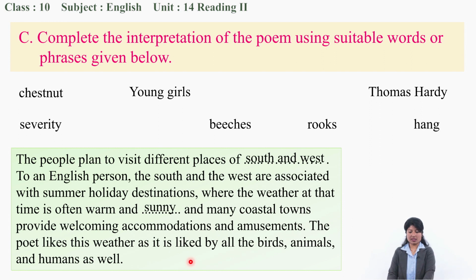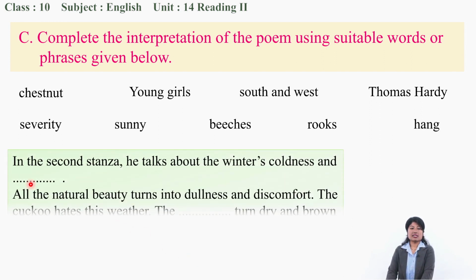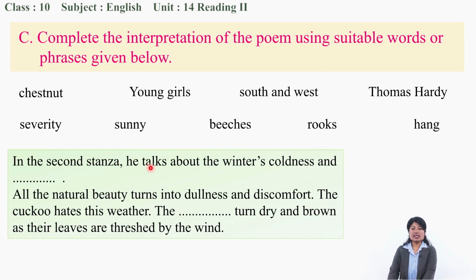Okay, this is about the first stanza. And then let's talk about the second stanza. In the second stanza, he talks about winter's coldness. And yes, what's the word to be filled in over here? Coldness, it is related with severity. Severe, severing cold. All the natural beauty turns into dullness and discomfort. The cuckoo hates this weather.